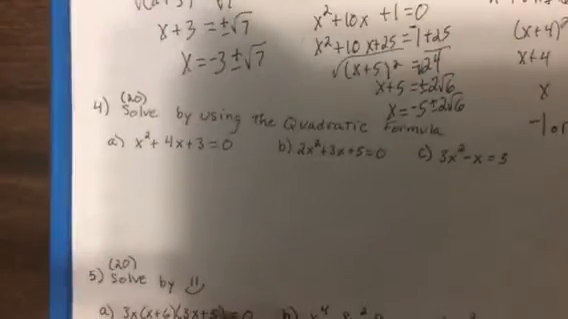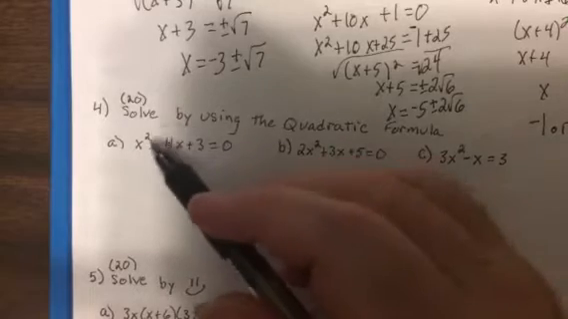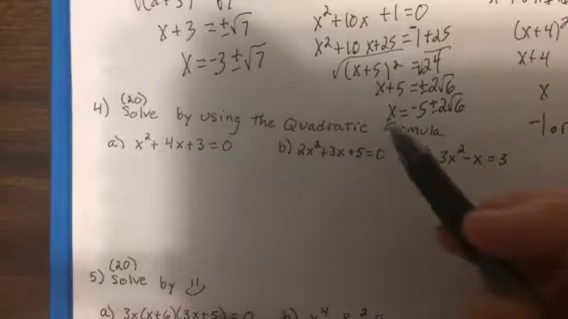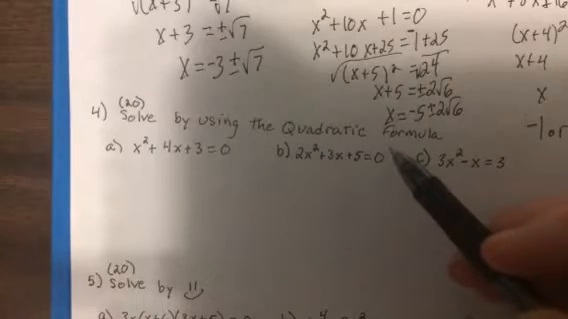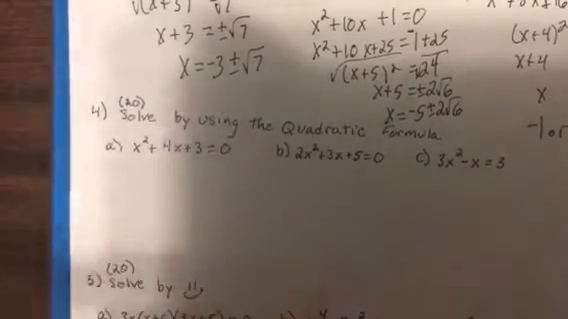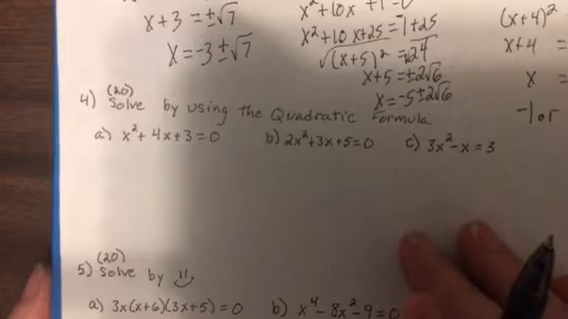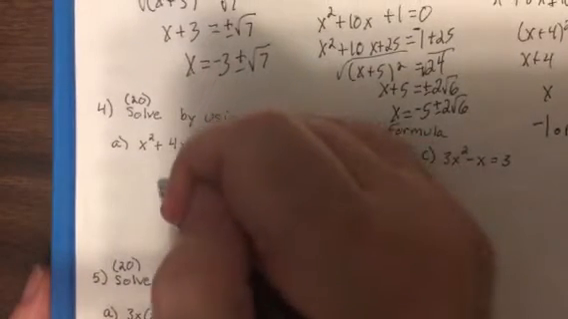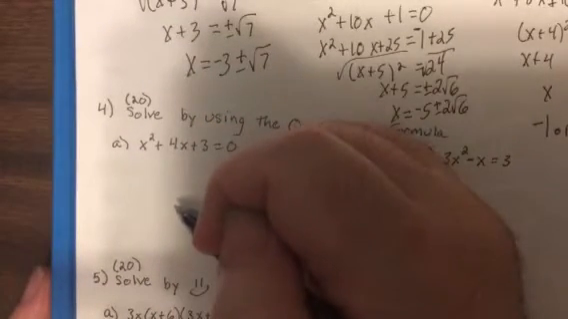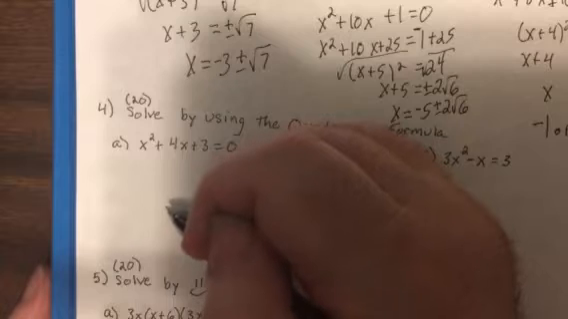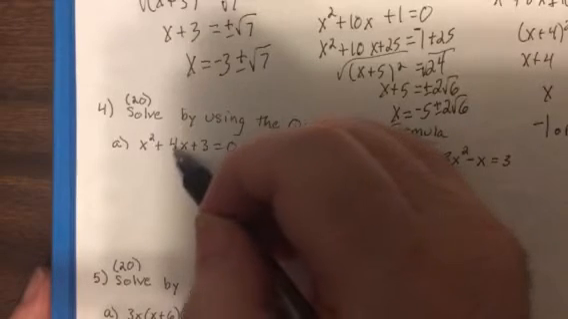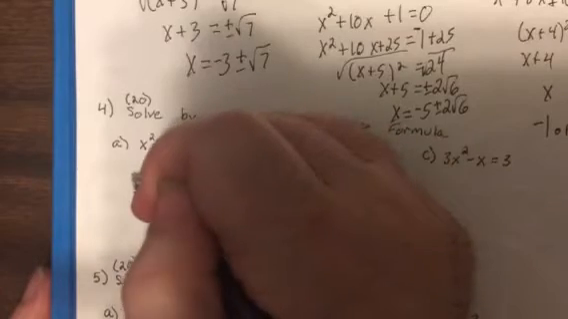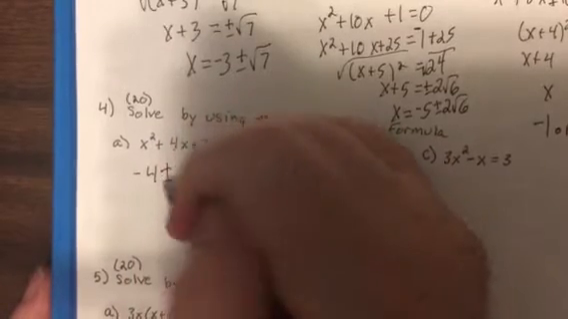Now, quadratic formula. You've got to know what it is. So this is factorable, but the directions say quadratic formula. So here is negative b plus or minus square root of b squared minus 4ac, all over 2a. So negative b would be negative 4, plus or minus.